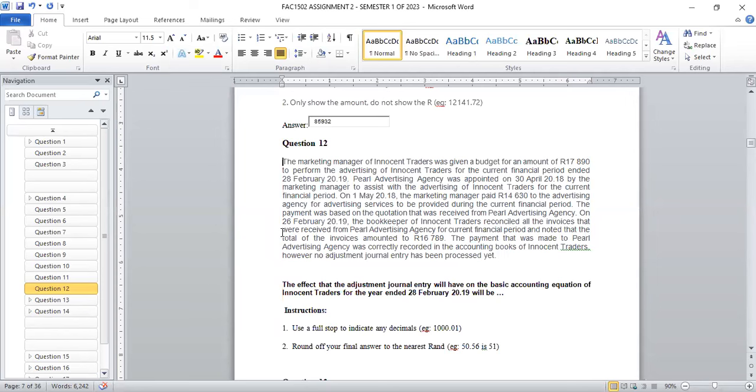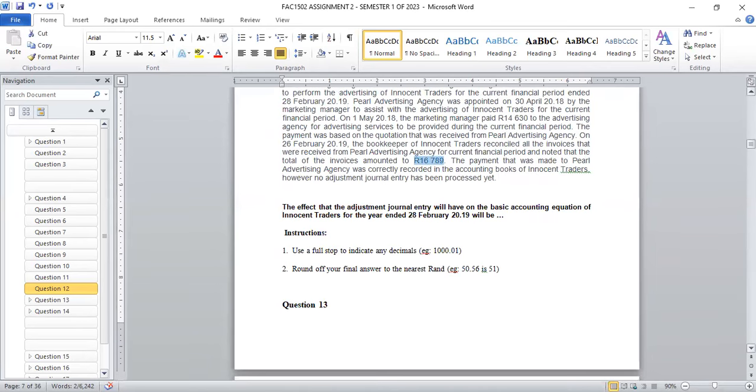Right, what is the adjustment that we need? We paid 14,630, but our invoices are 16,789. That means there's an amount that we haven't paid. So that's the one that we have to make an adjustment for. We have to increase our advertising expense by that money.